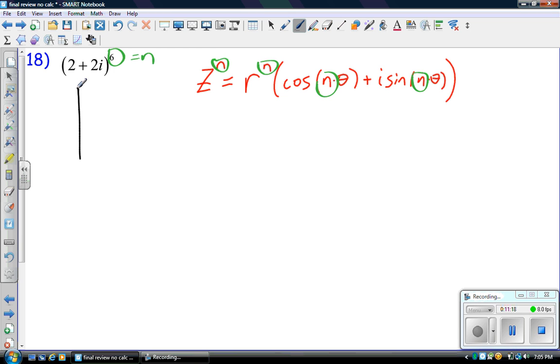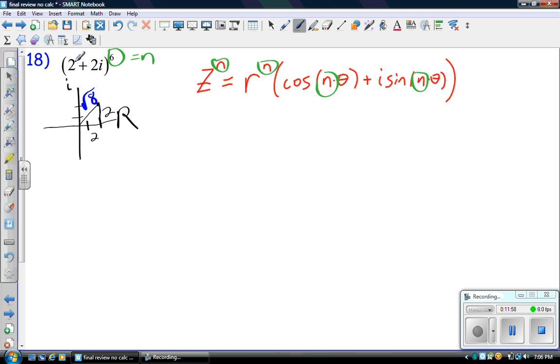That means I have to plot it. 2 plus 2i, no big deal. Right 2 on the reals, up 2 on the imaginaries. Build myself a triangle. So we got 2 and 2. You could use the 45-45-90 to say that this is 2 root 2. Or you can say 2 squared plus 2 squared equals c squared, and then you get root 8. I'm going to call it root 8 just because I know it's going to be easier to deal with. So there's my radius.